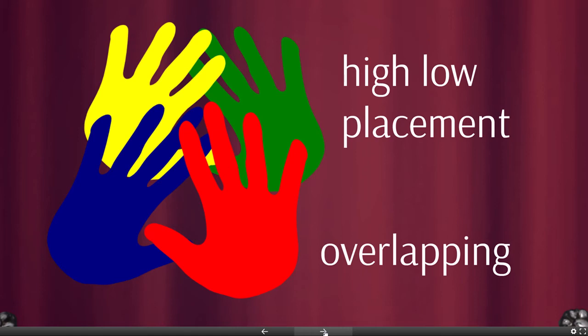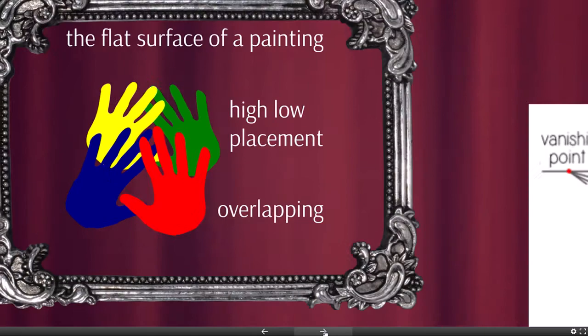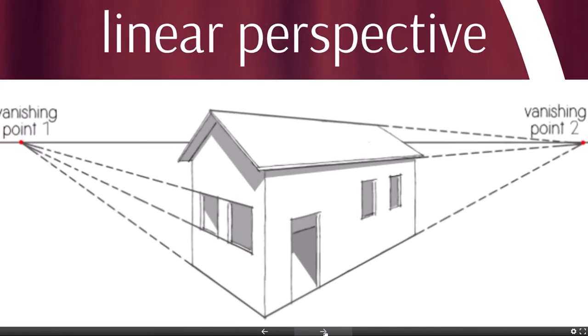Overlapping: the red hand here appears to be on top of the other hands. The blue hand appears to be on top of the yellow hand. The yellow hand appears to be on top of the green hand. This is an illusion, so we are overlapping. Linear perspective is another way to create space, the illusion of space, in two-dimensional art. We are using lines that recede, that meet at a vanishing point on the horizon line. And you can see an example here.